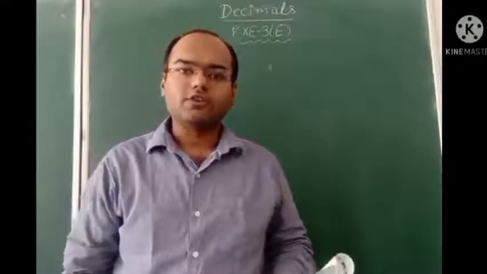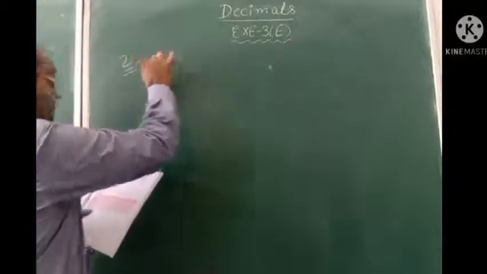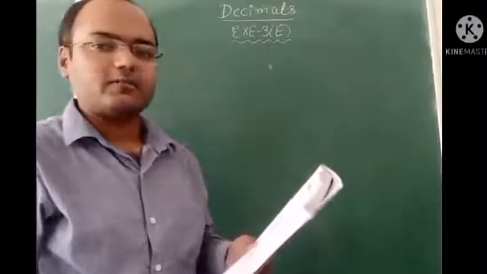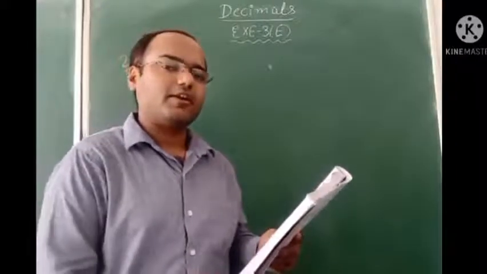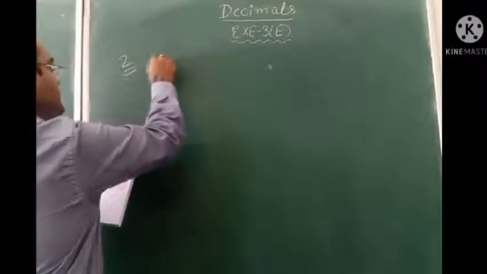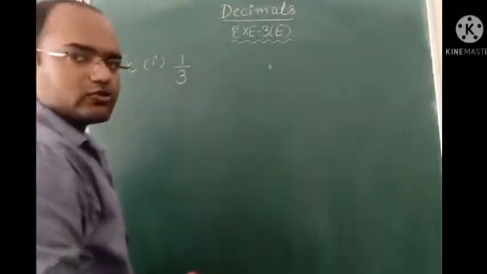Now all of you see question number second. Express the following fraction as recurring decimal. So we have to write as a recurring decimal. First part, 1/3. So first of all we have to show the division.